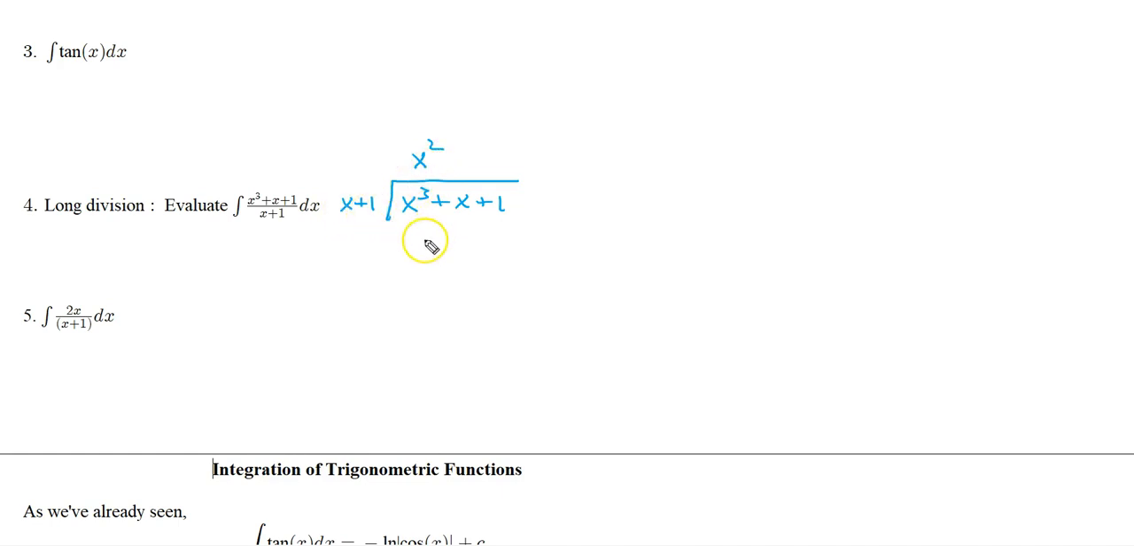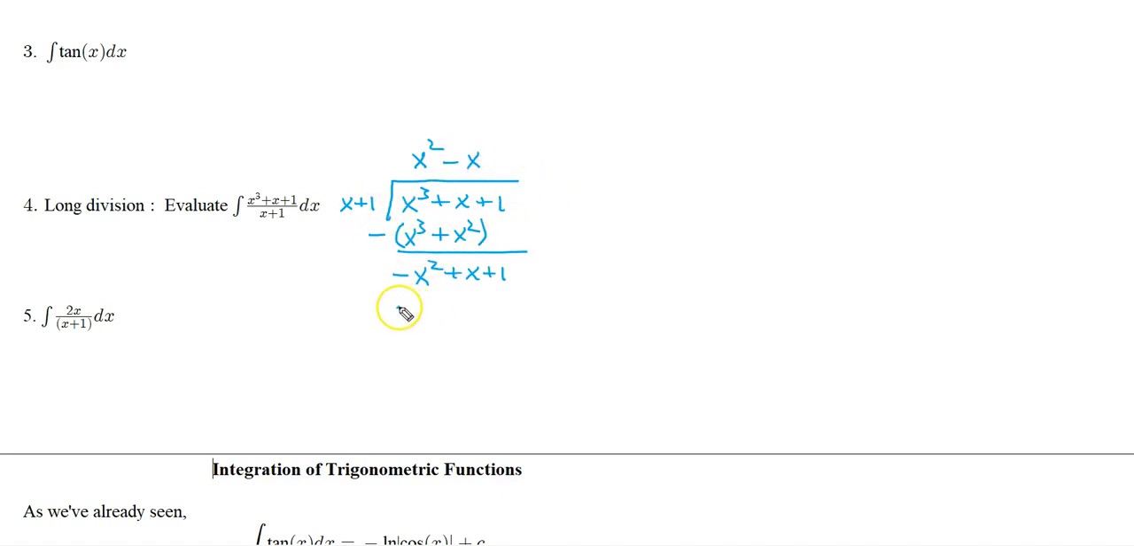So x squared times all of this is going to give me x cubed and then we have to subtract. Now the x cubes will cancel. x plus 1 minus x squared, that's going to leave me with... and now I want to multiply x plus 1 by something, so when I subtract from here the negative x squared goes away. So I'll multiply by negative x.